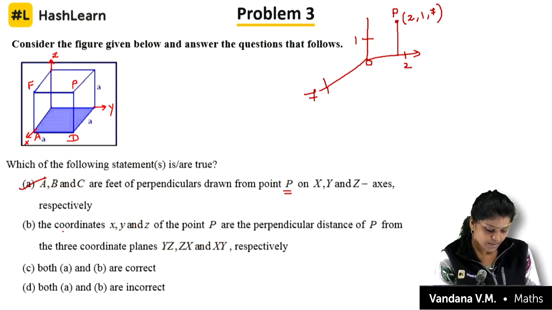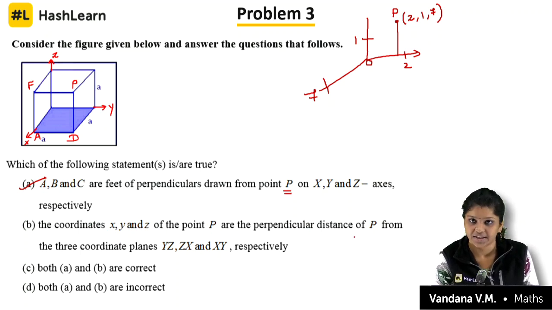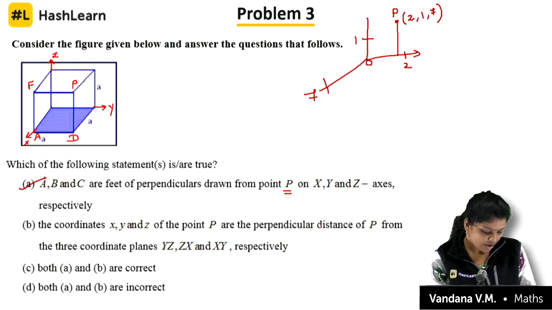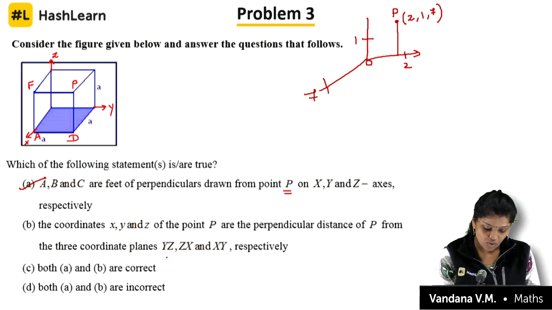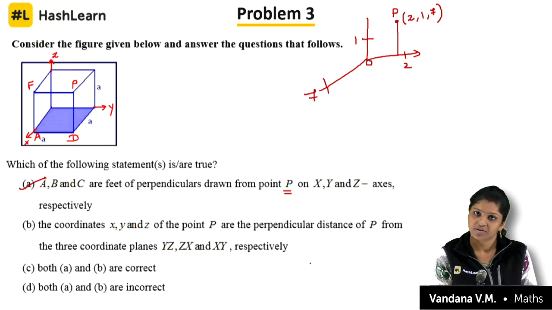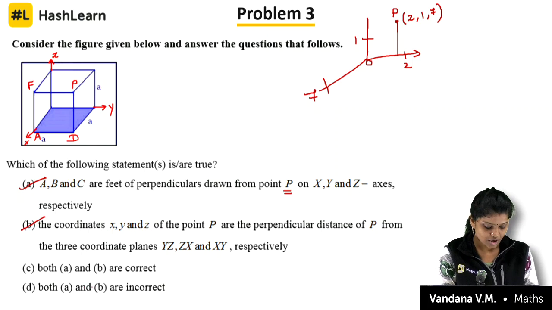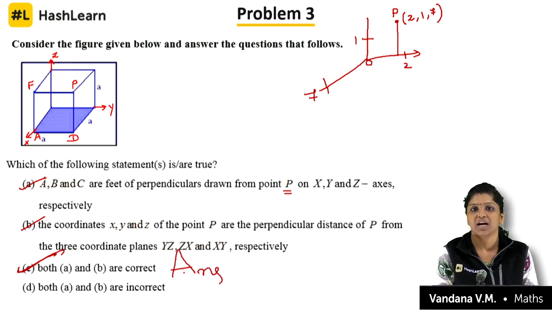So, this is true. The coordinates x, y and z of a point P are the perpendicular distances of P from the 3 coordinate planes yz, zx and xy respectively. Instead of x, y, z, they are saying it like this. Yes, it is true. So, both A and B are correct options. So, what is the correct answer? Option C is the answer. Both A and B are correct. Any doubts? Okay. Next.